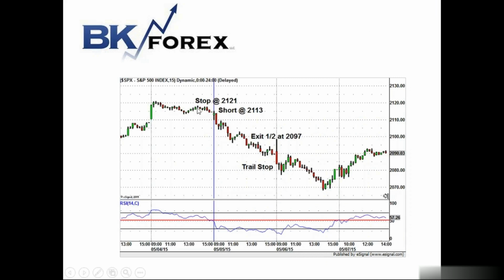So in this case, we saw that RSI rose above 70. We waited for it to drop below 50. We're shorted here at 21.13, with the stop at 21.21. This works just as well as currencies, but I just had this example in equities to illustrate it. And then you exit half somewhere here and trail your stop on the remainder of the position.